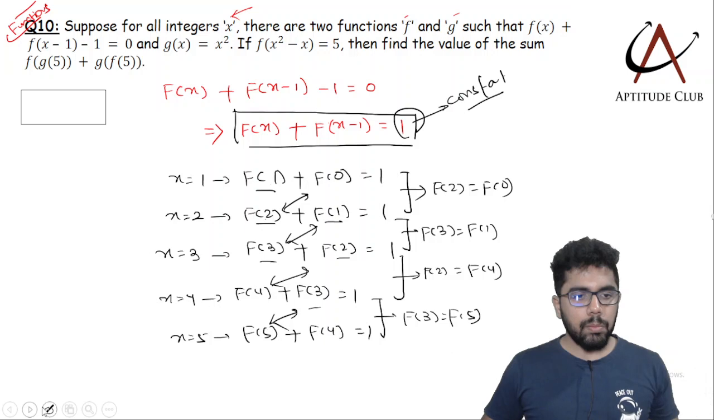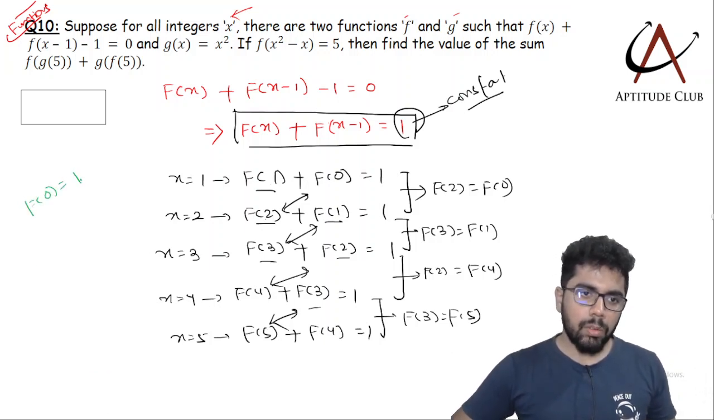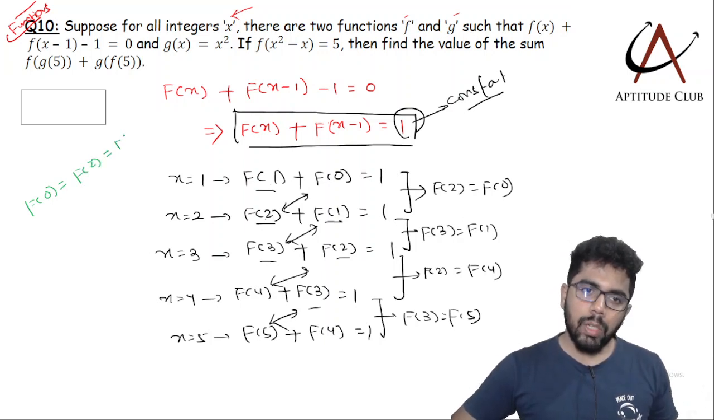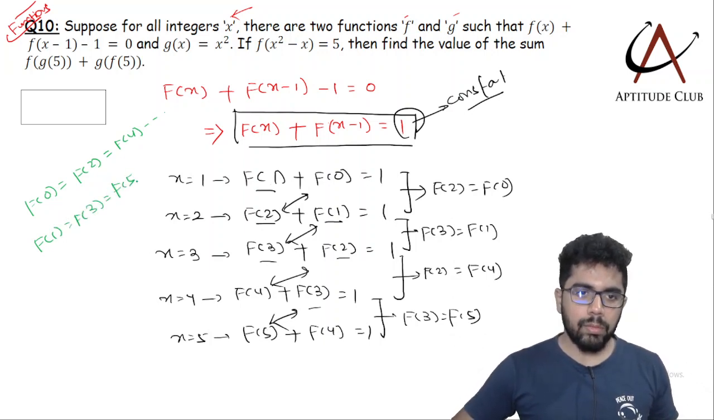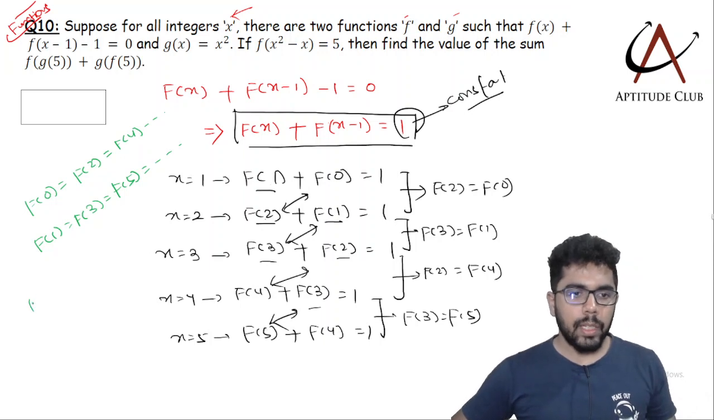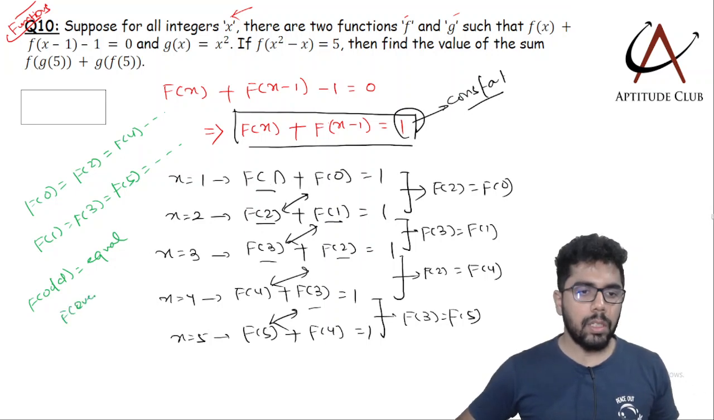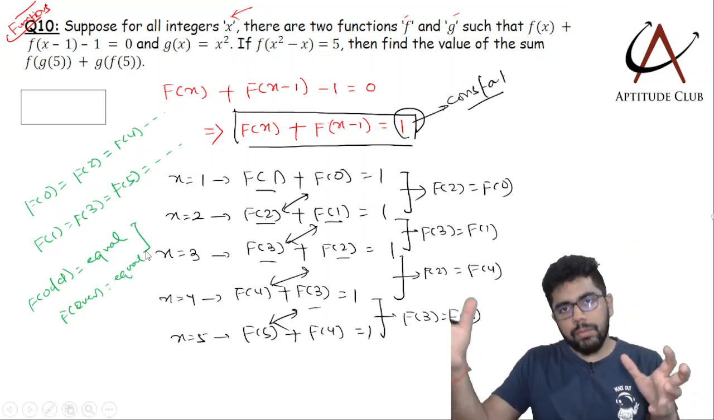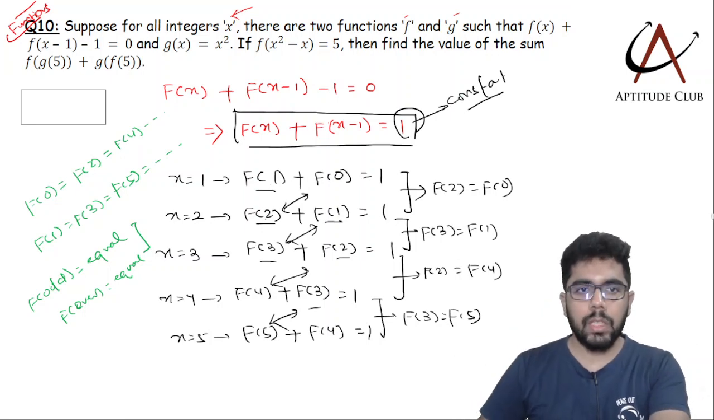So this gives us a very important conclusion that f of 0 is equal to f of 2 is equal to f of 4 and so on, and f of 1 is equal to f of 3 is equal to f of 5 and so on. That means I can say f of all odd are equal and f of all even are equal. That's a very important conclusion that we can draw here.